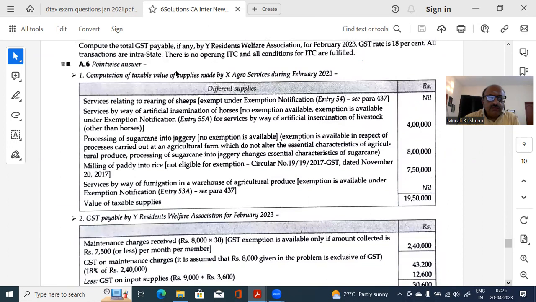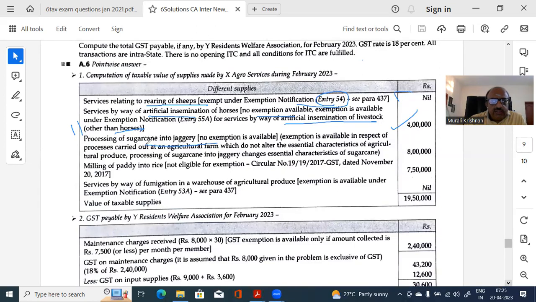Service of rearing of sheep exempt, entry number 54, nil. Artificial insemination of horses, no exemption. Why? Artificial insemination of livestock other than horses is there. See, exactly, they're asking that minus plus. That is what they're asking. See, it is taxable. It is a taxable supply.